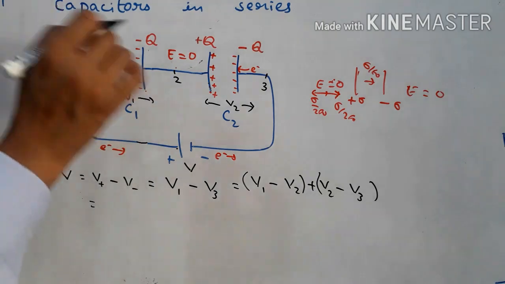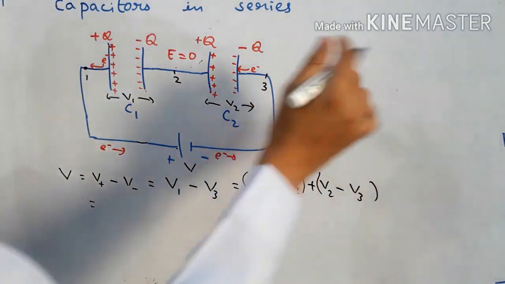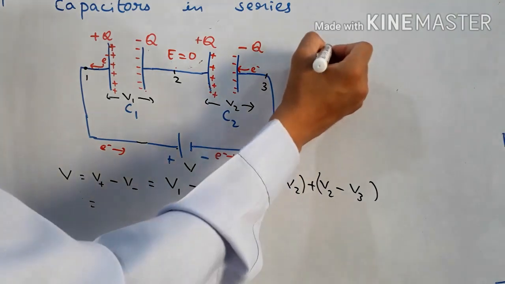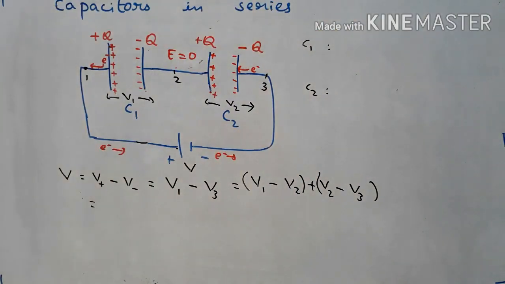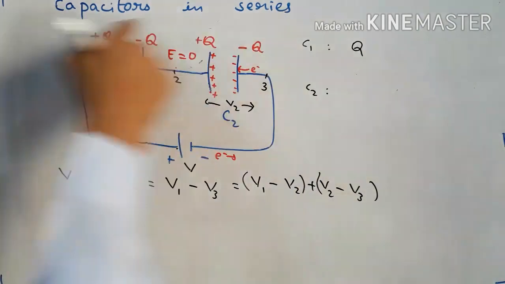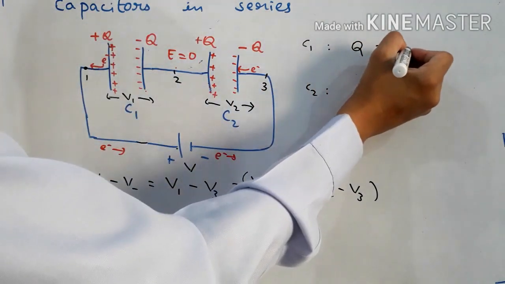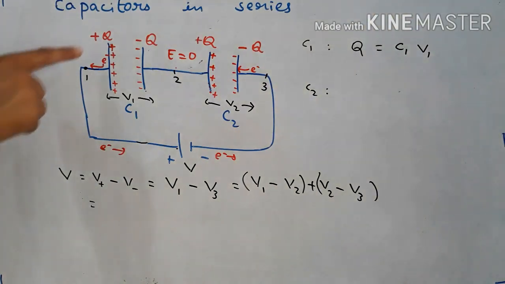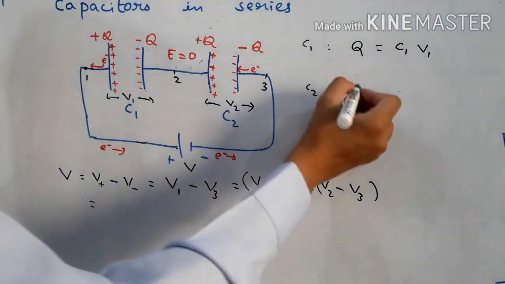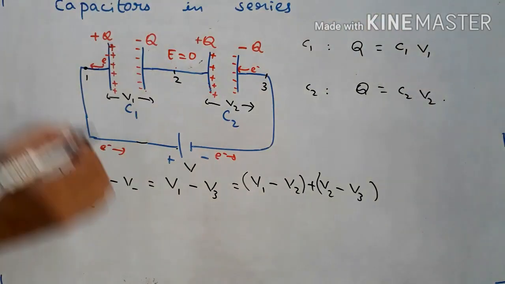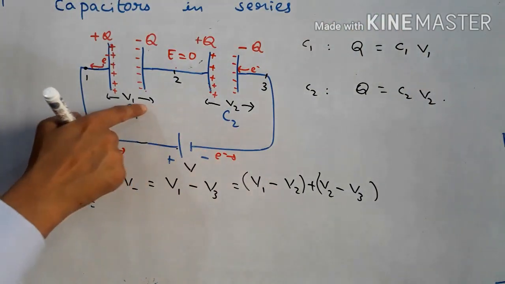Now for each capacitor, for capacitor C1 and for capacitor C2, we can write some basic equations. What are those equations? Charge on this capacitor, that is Q, is equal to its capacitance, that is C1, times its potential difference, that is V1. Q is equal to C1 V1. Likewise, here we will have Q is equal to C2 times V2.